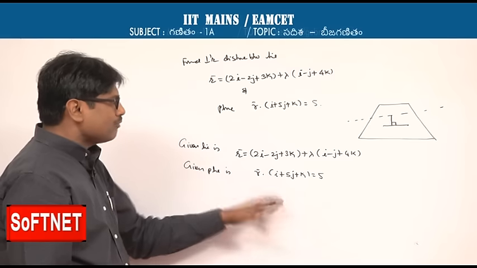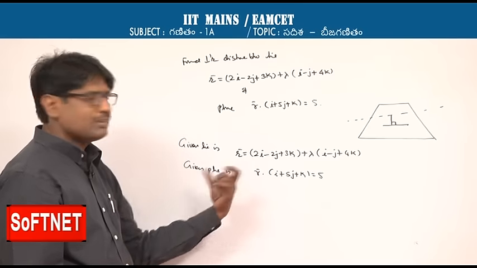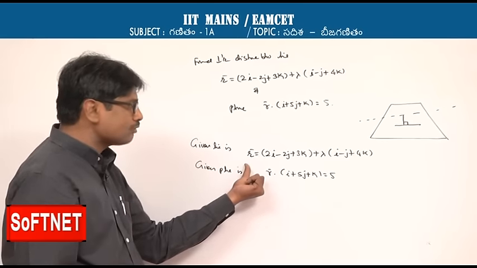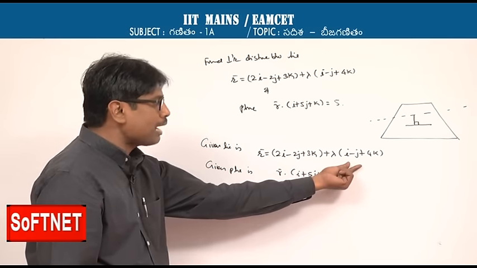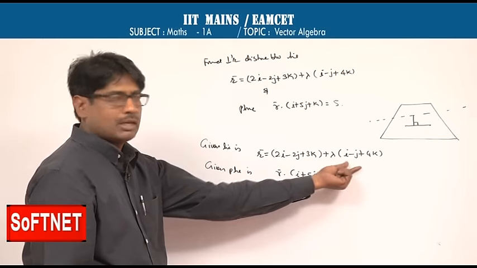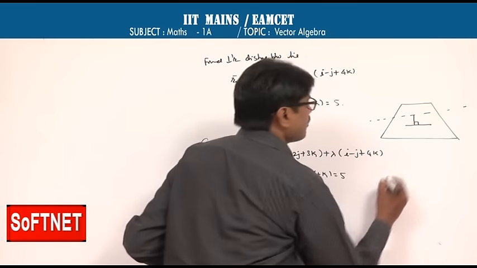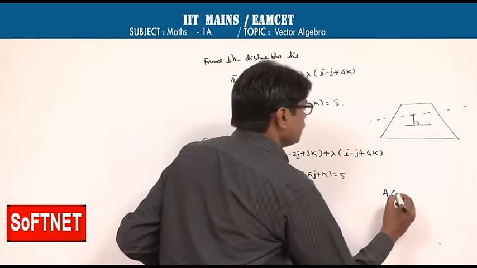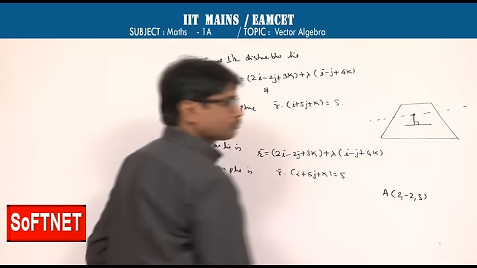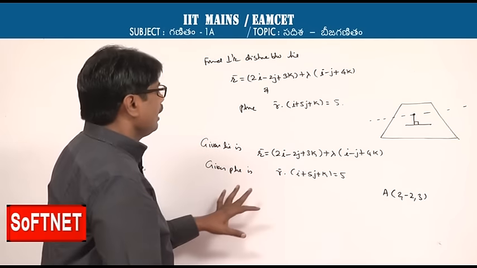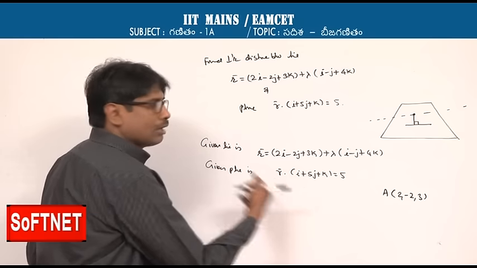So first, how is this line equation? Let me explain. This is the vector equation of the line passing through 2 comma minus 2 comma 3 and parallel to this vector. The above line is passing through A (2, -2, 3), a point on this line. And the equation of the plane, write it in Cartesian form.